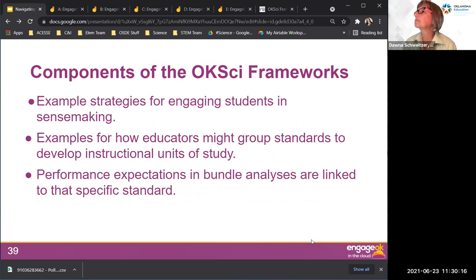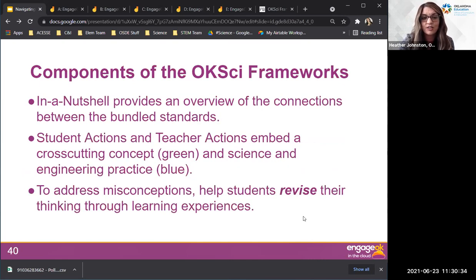We did provide examples of ways educators might bundle standards, but please remember that this is just one example of doing this. This is not the only way that you could bundle ideas within the science standards. So it's just an example to give educators some ideas on how to do that. The In a Nutshells do provide some overview of what those bundles will look like.